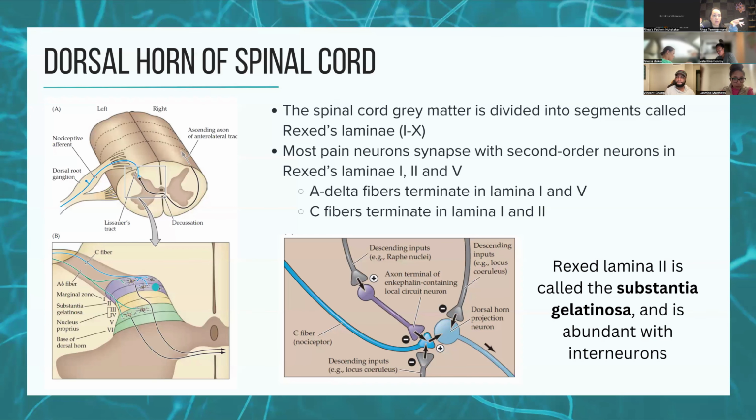So we start at the top, 1, 2, 3, 4, 5, 6, so on and so forth, and get down to 10. The most important ones are going to be from 1 through 5. That's where all the action's occurring. So this is the region in which the first order neuron is going to synapse with the second order neuron. And it's mostly in Rexed lamina 1, 2, and 5.